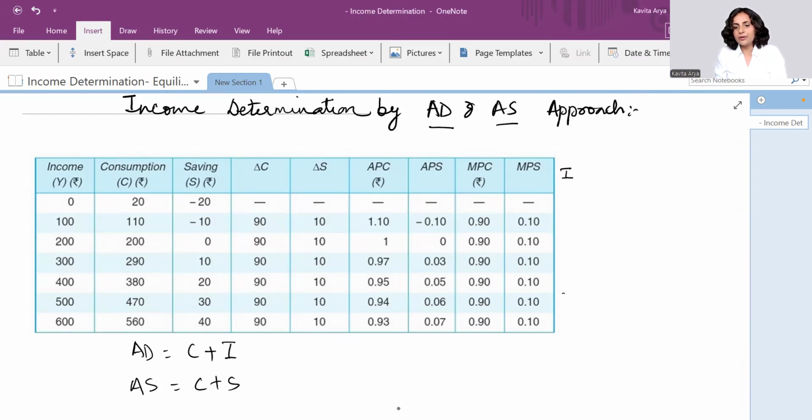In my previous video, I told you that though I is autonomous as well as induced, for this chapter, throughout, we would be taking I as autonomous. Autonomous means a constant value. Let's have it at 10.